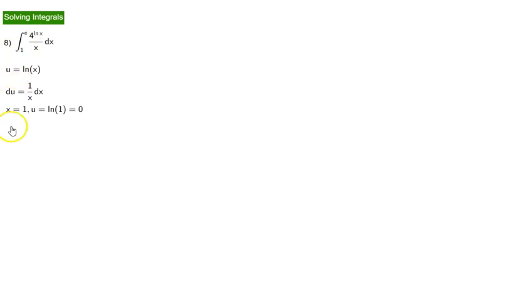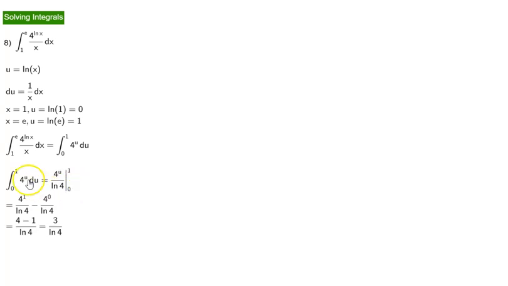Again it's a definite integral. So x equal to 1 means u is equal to natural log of 1, which is equal to 0. And x equal to e means u is equal to natural log of e. They are inverses of each other, so they both cancel out and 1 is left. So after substitution, our integral becomes integral from 0 to 1 of 4 to the power of u du.